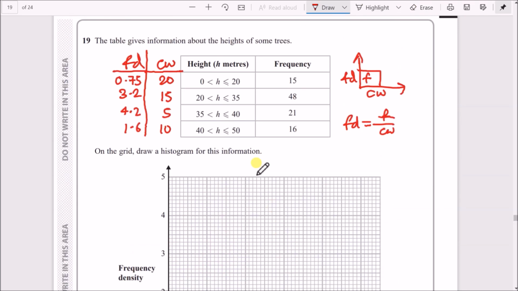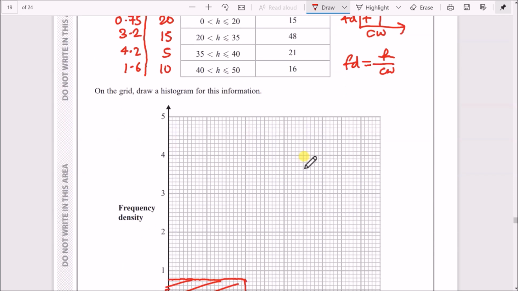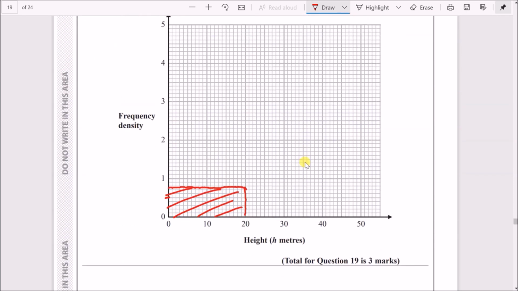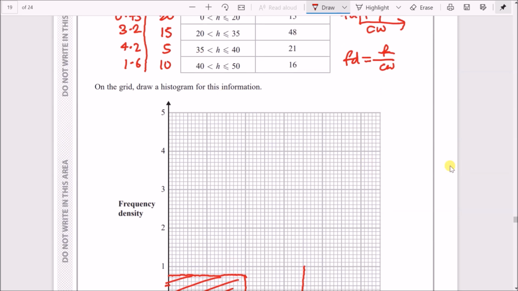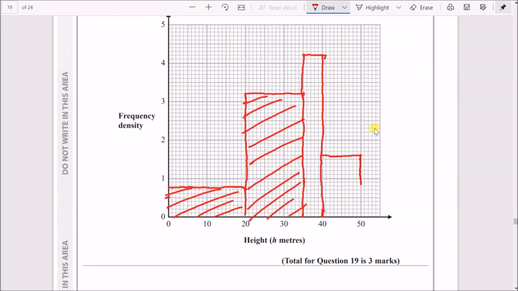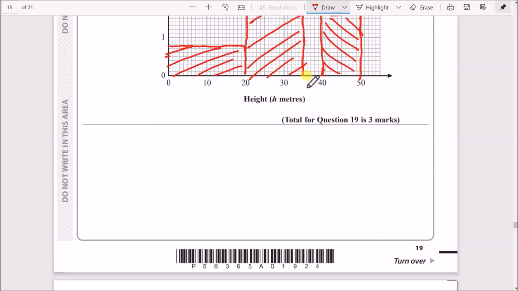So for the next bar, we're going from 20 to 35. The height is 3.2. So for between 20 and 35, that's what it was, right? We're going to go all the way up to 3.2. So 3.2 is basically here. Yeah, and that's it, guys. You literally just have to rinse and repeat this. And that's it. And you're pretty much done. Yeah, so let's move on.